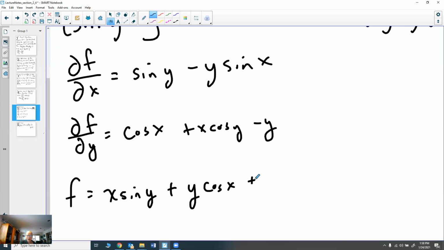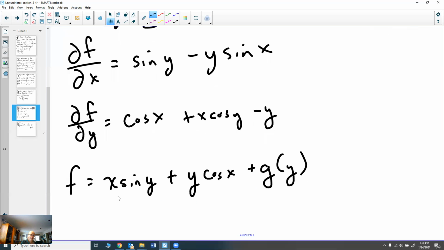If that constant is a constant with a y in it, then when I took its partial derivative with respect to x, I would have gotten 0, it would have gone away. So it's not just plus any old constant, it could be plus some function of y. Because when I take the partial derivative of some function of y with respect to x, I will get 0.